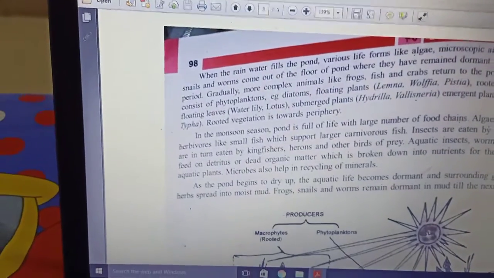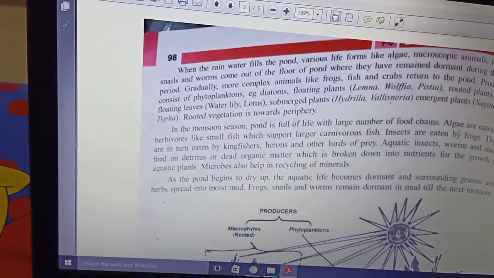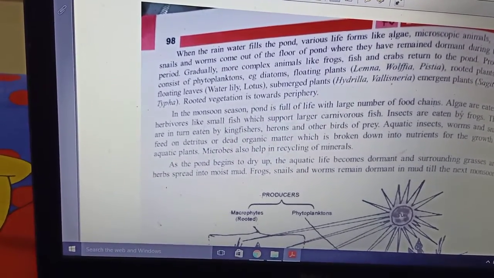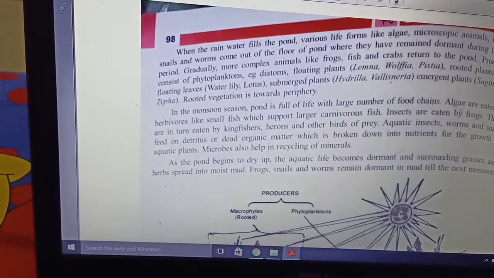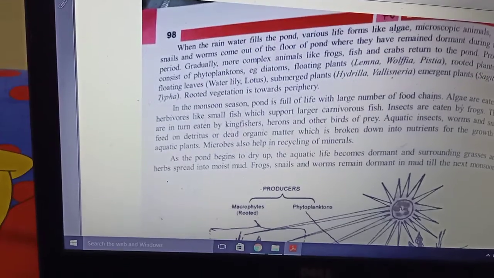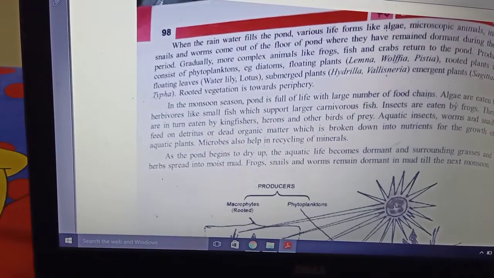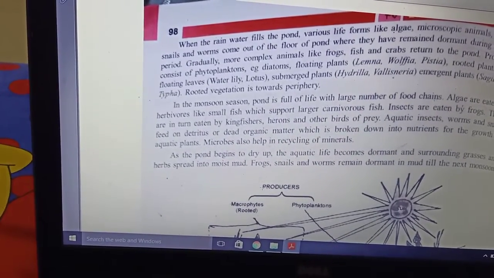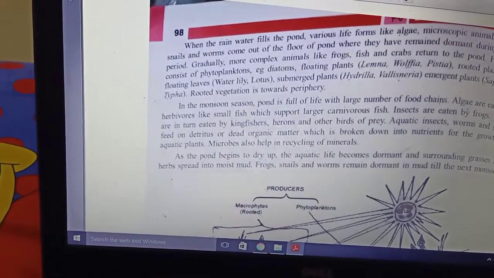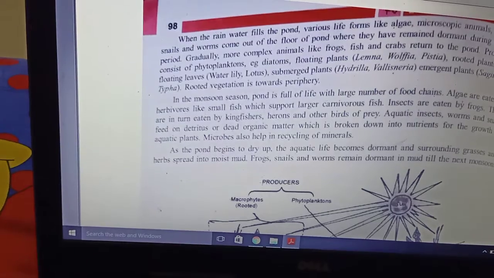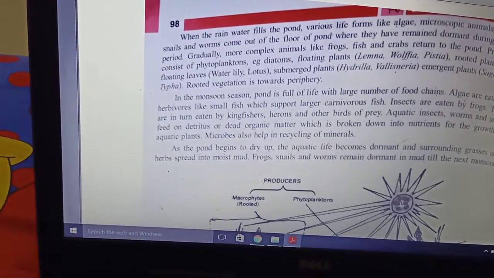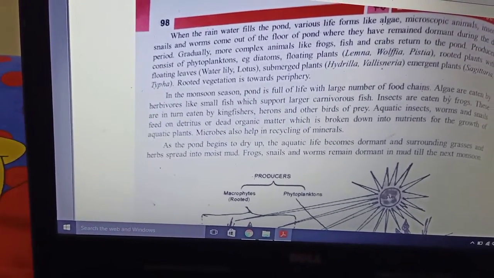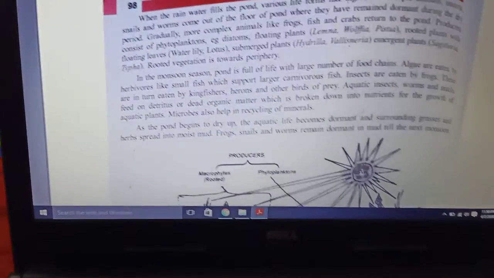Whenever rainwater is there in abundance in this system, you can see algae and microorganisms, microscopic animals, insects and snails and various kinds of worms in this ecosystem, where they have remained dormant during the dry period. Gradually more complex animals like frogs, fish, crabs return to the pond. Producers consist of phytoplanktons and various species: floating plants, rooted plants, water lilies, submerged plants, emergent plants. These come into the periphery, and the monsoon season is full of life with a large number of food chains.